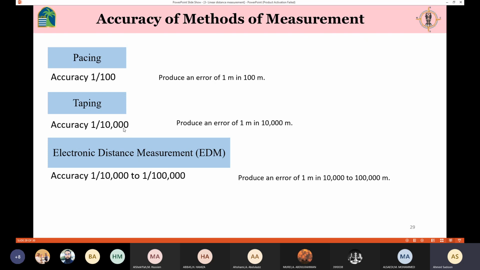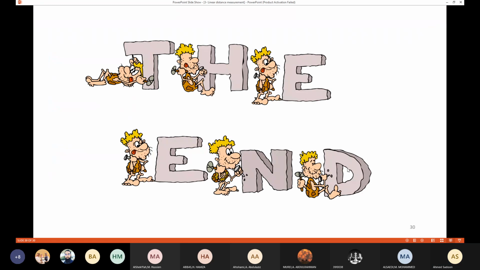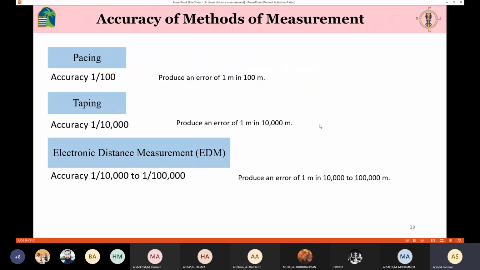So here we can see the accuracy of the different methods that we have discussed. That's the end of this lecture. If you have any questions about what we have discussed, please ask me.